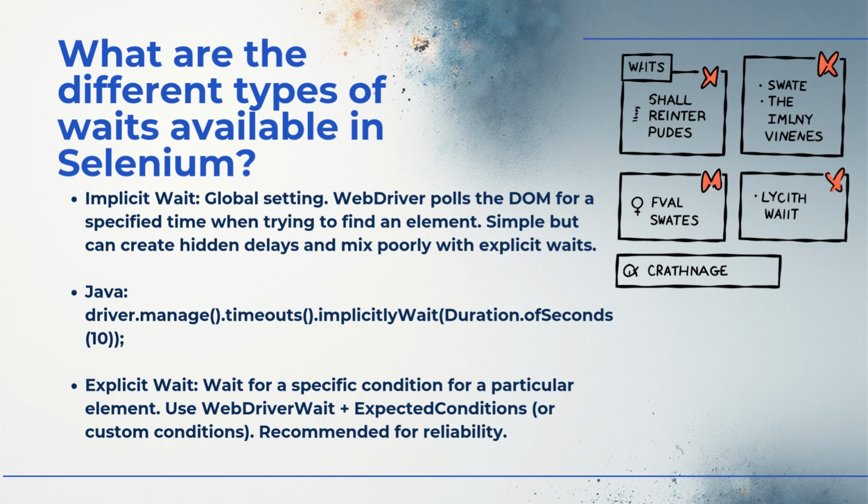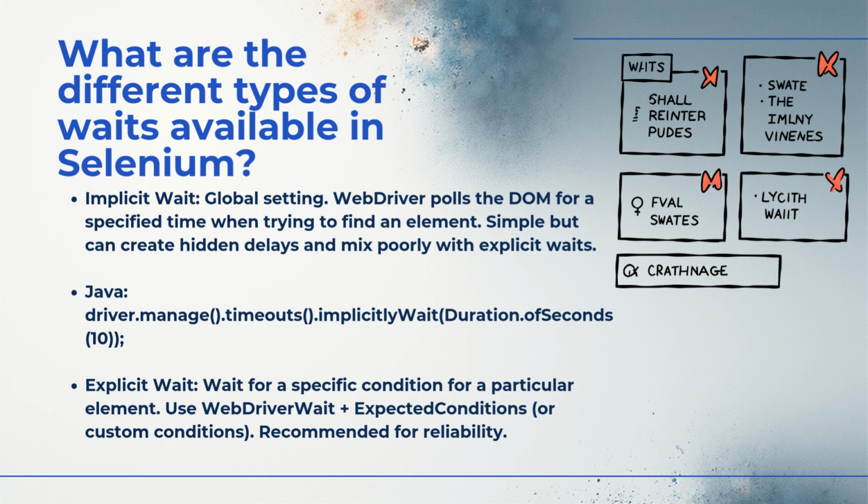The third one is fluent wait. Fluent wait is a form of explicit wait but with custom polling and exception ignoring. One example: wait for 20 seconds, check every 2 seconds, ignore NoSuchElementException.